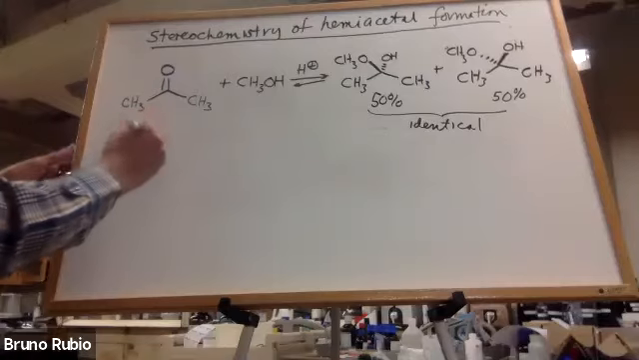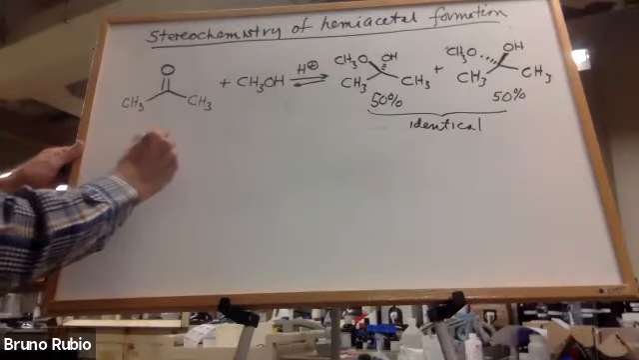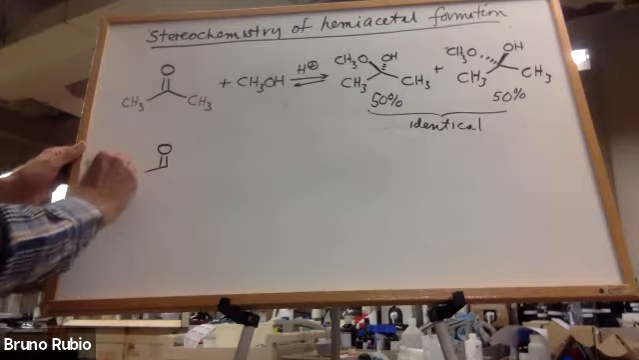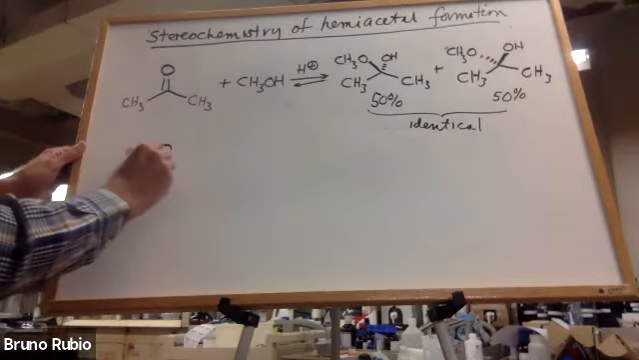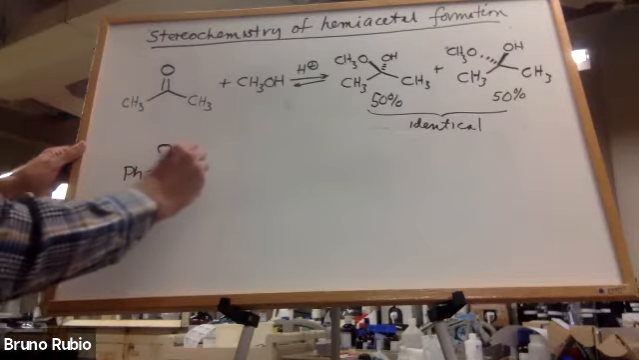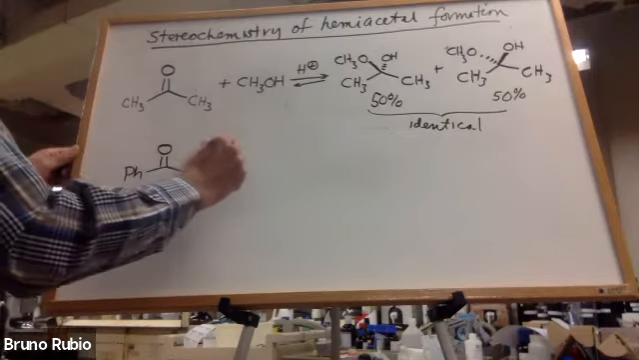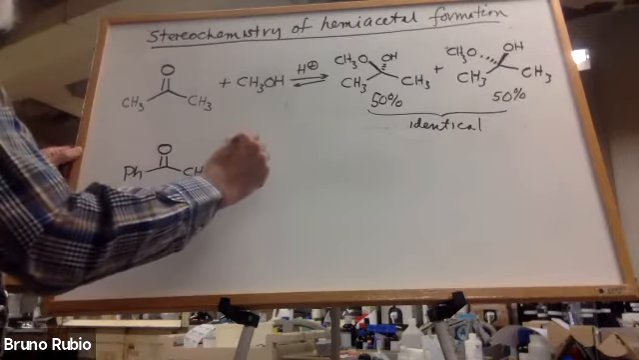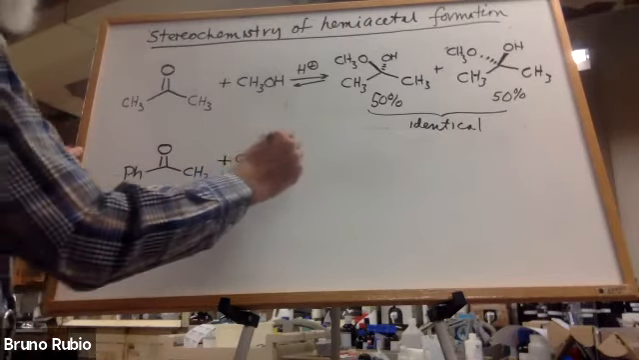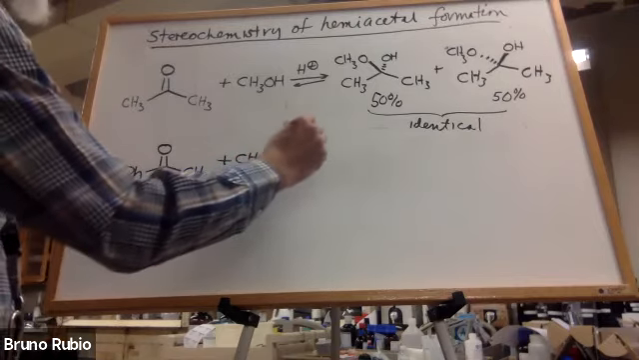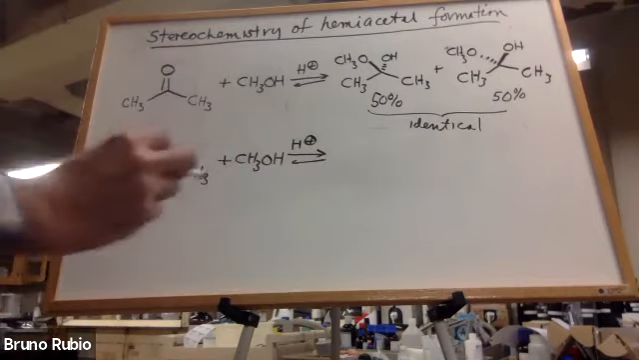All right, but now I'm going to change this up ever so slightly. I'm going to put benzene on one side. I'm going to put a phenyl ring on one side, and I'm going to put a methyl group on the other side. And once again, react this with methanol. This could happen under both acidic conditions or under basic conditions.